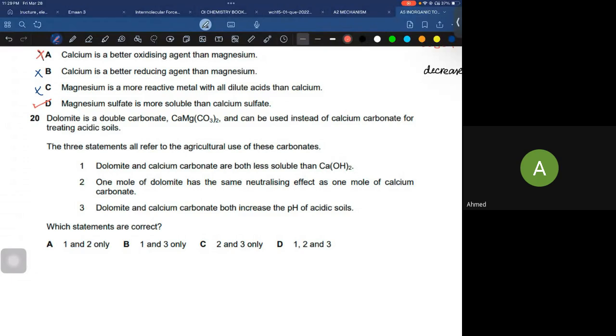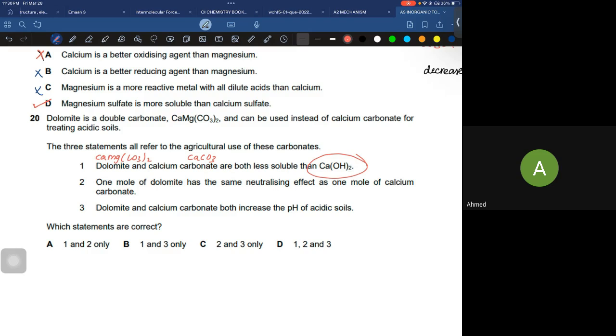Dolomite is your calcium and magnesium carbonate, a double carbonate, and calcium carbonate is CaCO3. Both are less soluble. Of course, calcium hydroxide is more soluble. Hydroxides are more soluble than carbonates. अब देखो, if you don't know about the solubility of these compounds, you will not be able to do this question. That's why I'm saying you must know the solubility. Solubility is very important in inorganic chemistry.